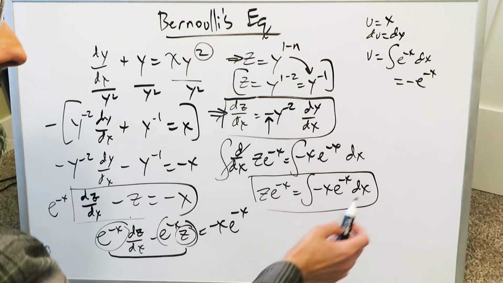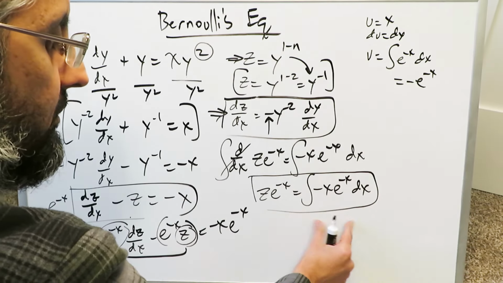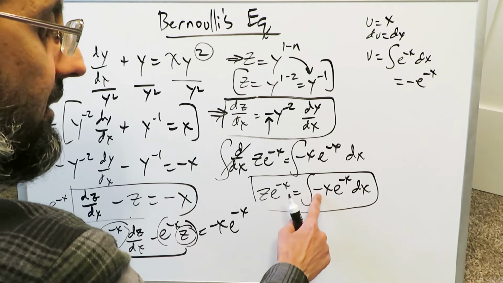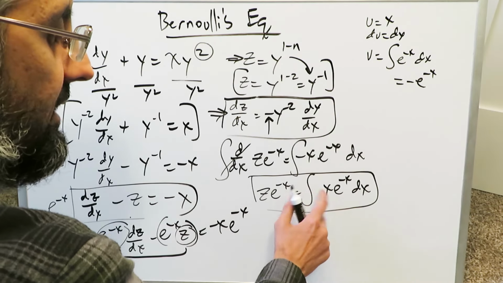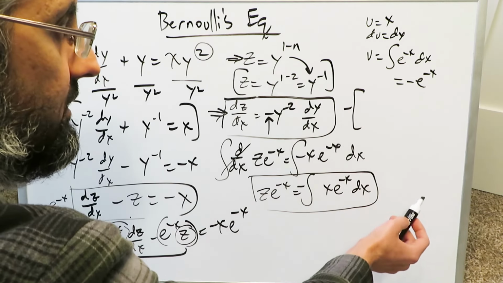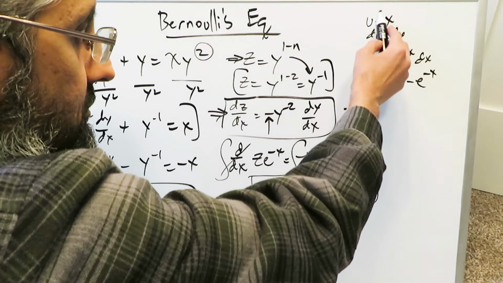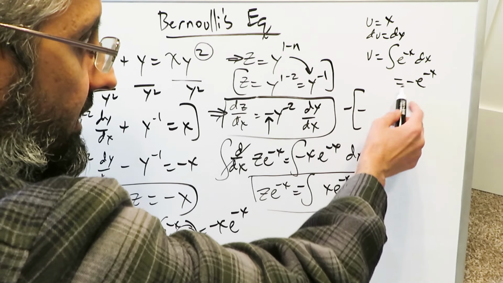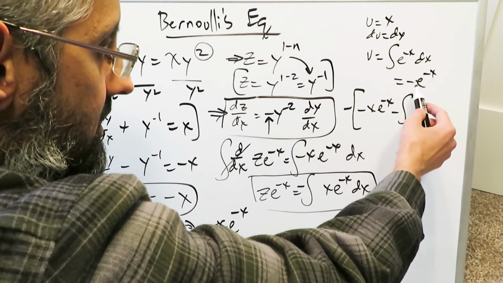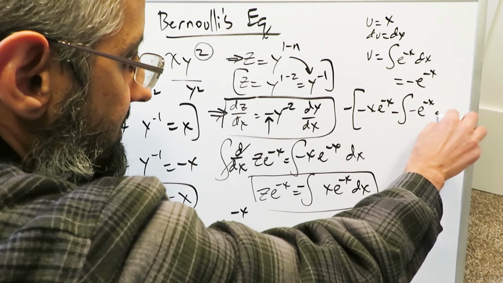You'll bring everything over here. I'm going to work it out for you and I'll bring it right over here. I'll have uv, and remember, don't forget we have a minus sitting outside. This minus can be brought right here. I have a minus, and now I'll do uv minus integral v du. I have a minus uv, which is a minus coming from right here, minus x e to the minus x, minus integral v du, which you know is minus e to the minus x dx.